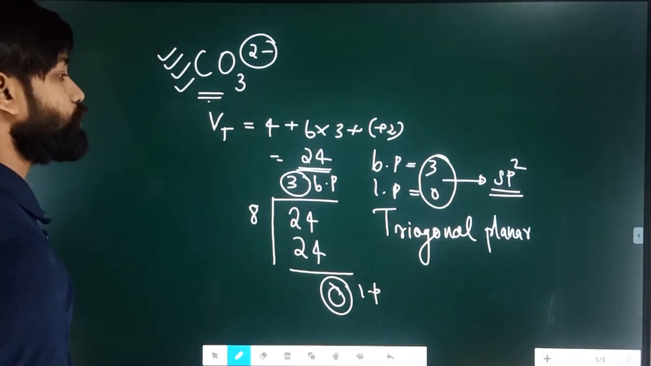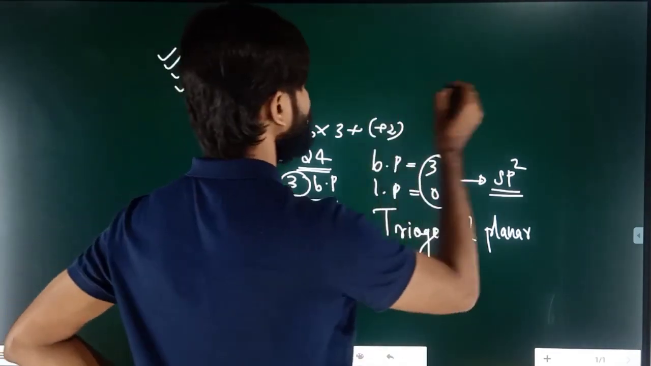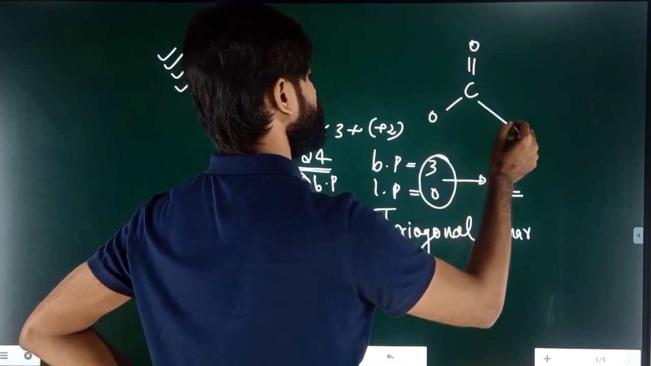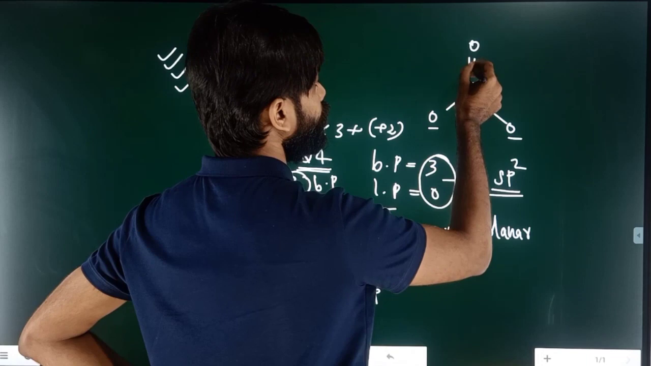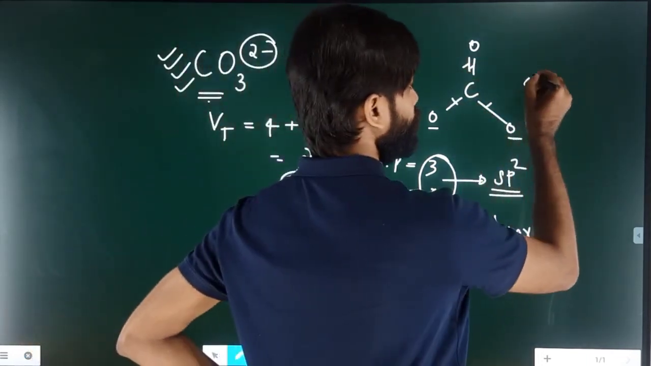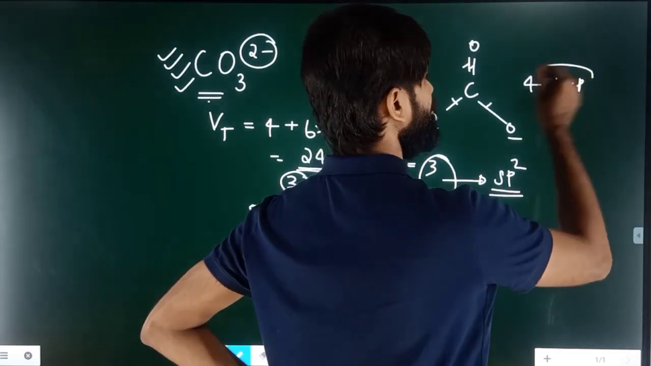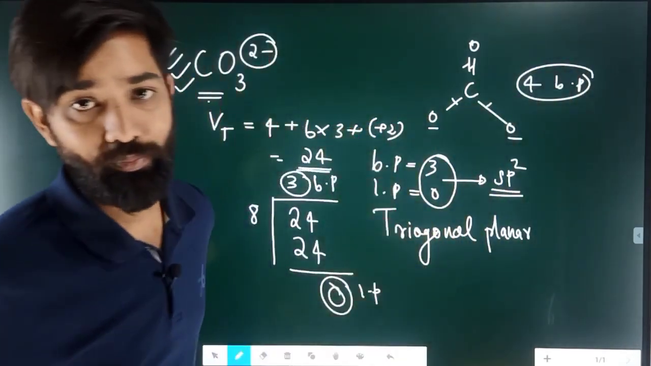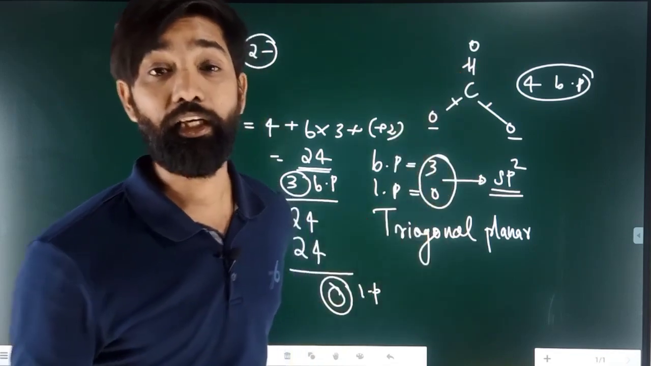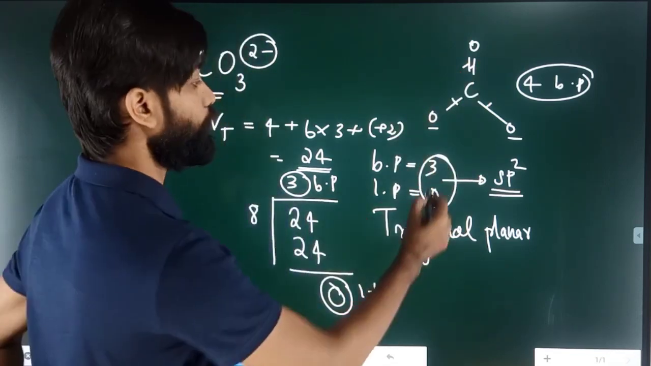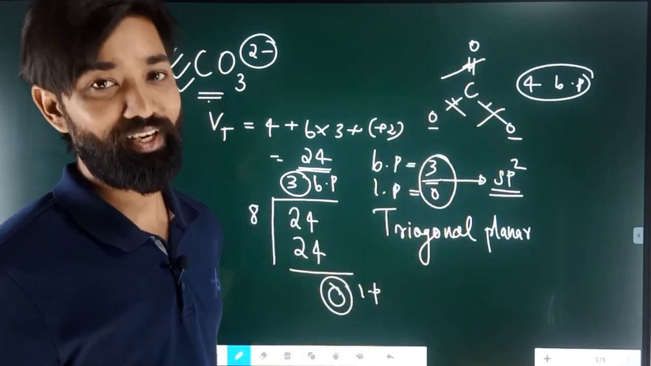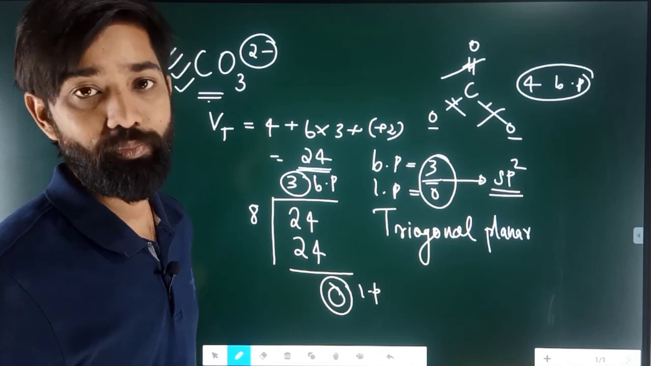But actually, according to VSEPR theory, here there are 3 bond pairs, but in case of CO3 2 minus, we all know that 4 bond pairs are there, because that's the limitation of VSEPR theory. VSEPR theory is not able to recognize whether it is a single bond or a double bond. Here 3 bond pairs means this is a bond pair, this is a bond pair, and this double bond is also treated as a bond pair.